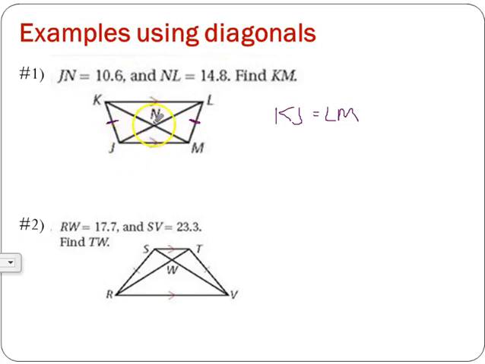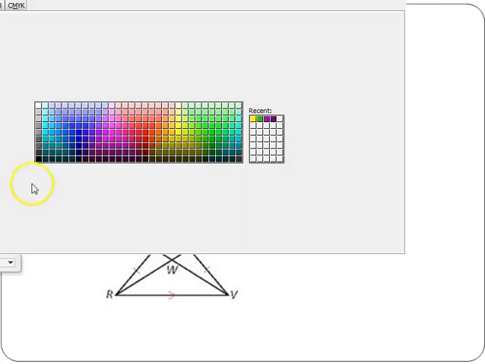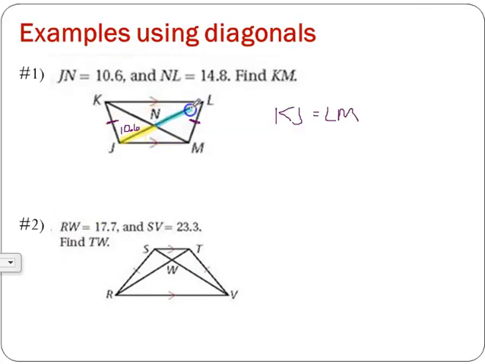So J to N, from here to here is 10.6. So I'm going to label that as 10.6. Let's always label your diagram so you get a good visual. And from N to L, we've got a length of 14.8. And we want to find the length of KM. So we were given some information about parts of the diagonal, and then we need to find KM.